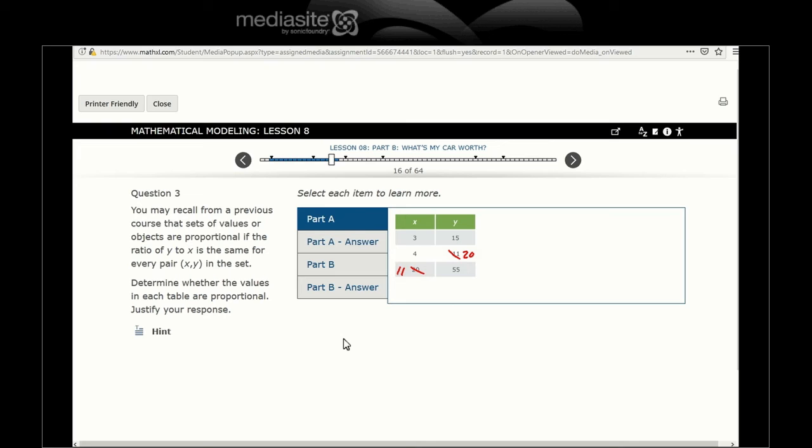So are these proportional? Let's see. We're looking at y over x. 15 over 3 is 5. 20 over 4 is 5. And 55 over 11 is 5. So I can say the proportion y over x equals 5, or with a little bit of sleight of hand, the equation y equals 5x.